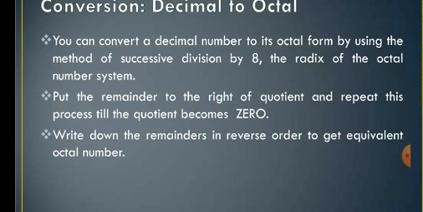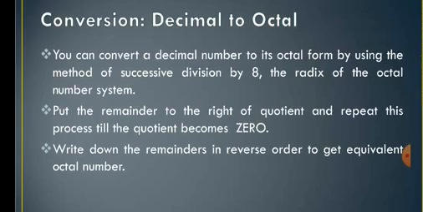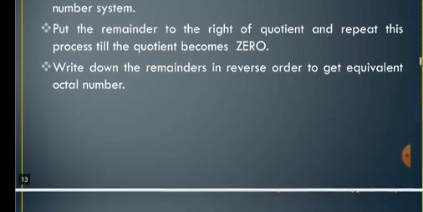Put the remainder to the right of the quotient and repeat this process till the quotient becomes 0. Write down the remainders in reverse order to get the equivalent octal number. This is the procedure or steps to be followed for converting from decimal to octal. You can convert a decimal number to its octal form by using the method of successive division by 8. 8 will be the radix of the octal number. Put the remainder on the right side of the quotient and repeat this process till the quotient becomes 0. Write down the remainders in reverse order to get the equivalent octal number.